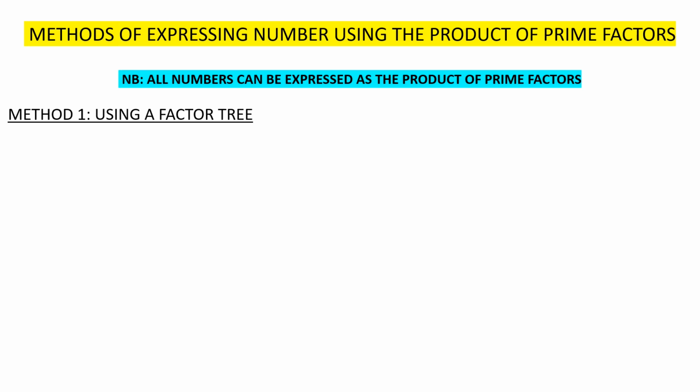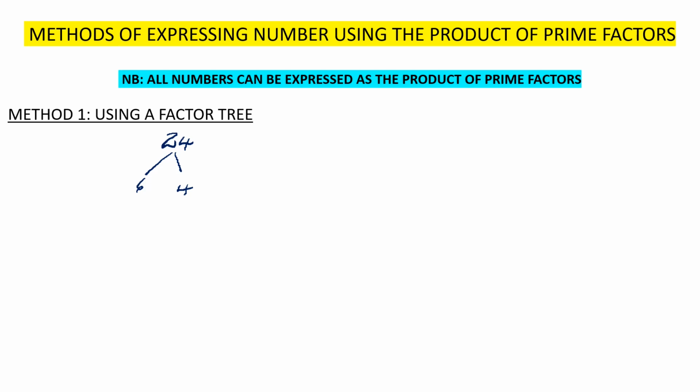Now, the first method we are going to use is a factor tree, which is like this. We are going to look at 24. We choose two numbers which are factors of 24. So I'm going to choose 6 and 4. You can choose any two that you like. It does not matter. We'll come to the same conclusion.